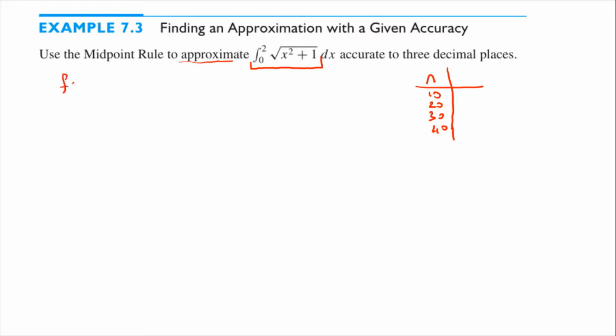So first of all, what is f of x here? F of x, that's radical x squared plus 1. Right. So what is delta x here? Delta x is going to be 2 minus 0 over n. I want to do it for 10. Let's select n equals 10, so 2 over 10, which is 1 over 5.